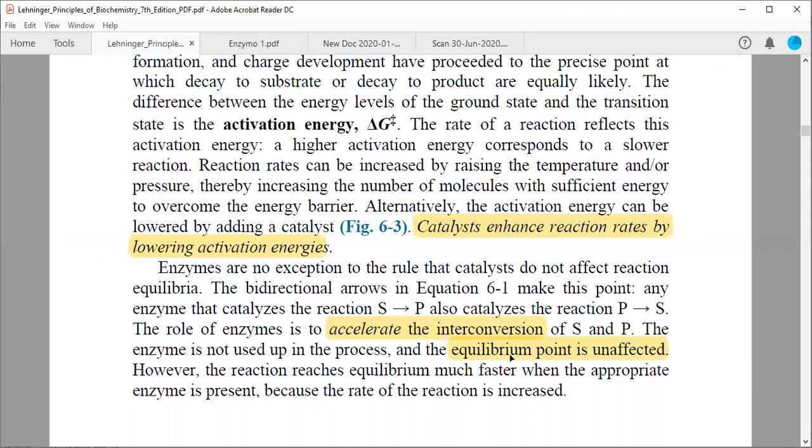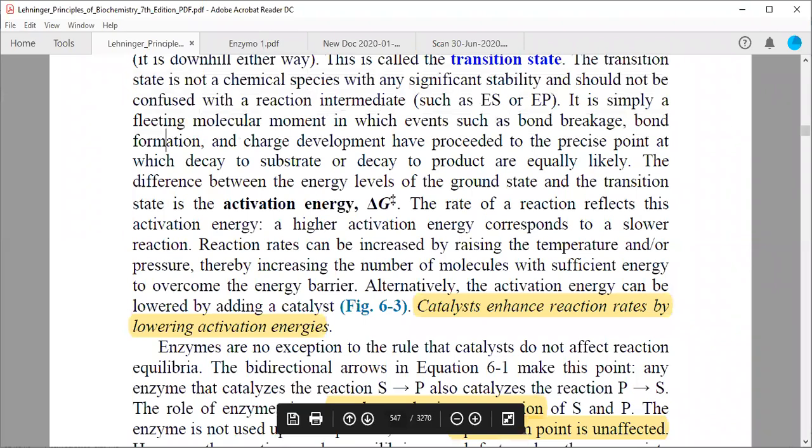Okay, so this question has been asked directly in previous years of CSIR. Which one of the following will remain unchanged? The equilibrium cannot be affected by an enzyme catalyzed reaction. So equilibrium will remain the same.